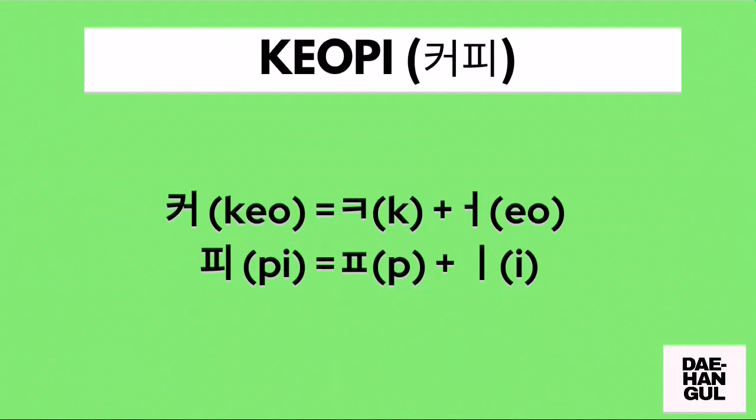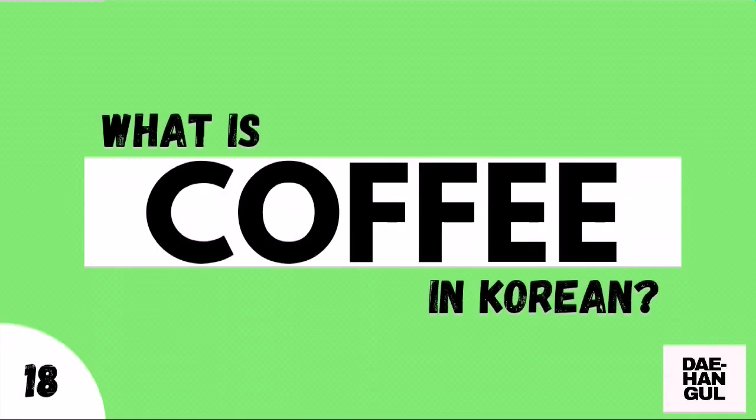Let's start with the first syllable. First, we need to draw a kiuk or the K character in Korean, followed by the O character. For the second syllable pi, we need to draw first a P character in Korean, followed by an E character. And then we just have to combine this to form the Hangul of the word kopi. Now, you already know what is coffee in Korean.